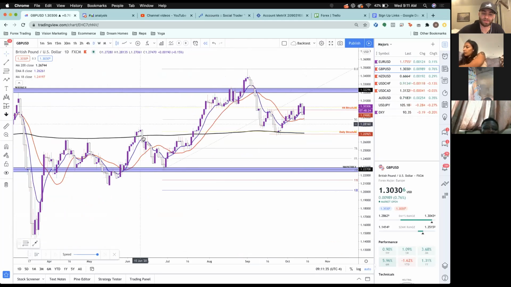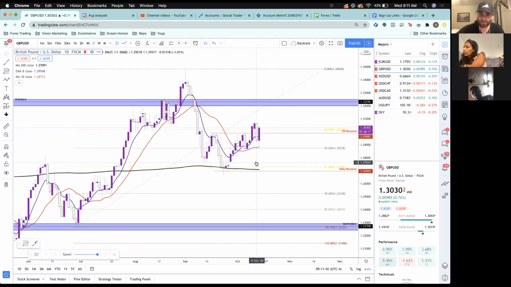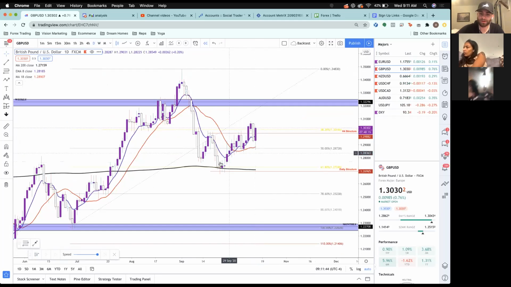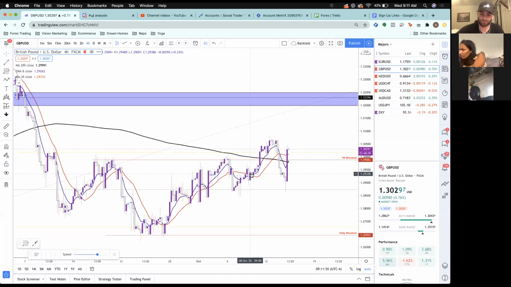We have formed this high, a higher low, pushed all the way up to this high, pulled back, made this higher low at 61.8. And now we just have to monitor this push right here. We've got to break this down to a time frame where we can see structure a little more clearly.